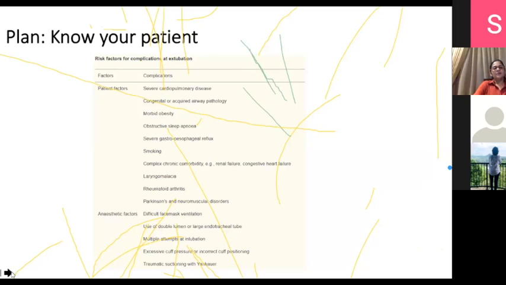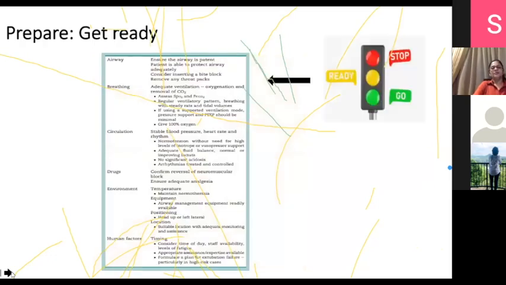Once you plan, you need to get prepared. So how do you prepare? Again, if you go by A, B, C, D, E, you need to ensure that the airway is patent and the patient is able to protect the airway. Consider inserting a bite block if you think it's required. Remember your throat packs if you have inserted it, because that needs to be removed. Look at the adequacy of breathing, ventilation, give 100% oxygen. Circulation, is it stable? Make sure that the vital parameters are all stable there. Look at the drugs. Check whether you reversed adequately and ensure whether the patient has been given adequate analgesics.